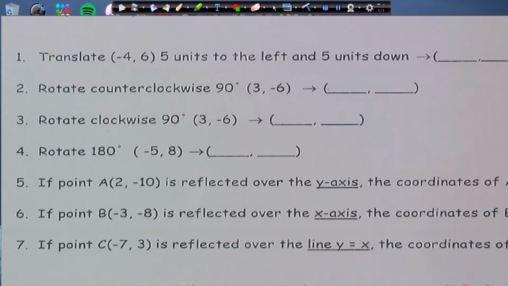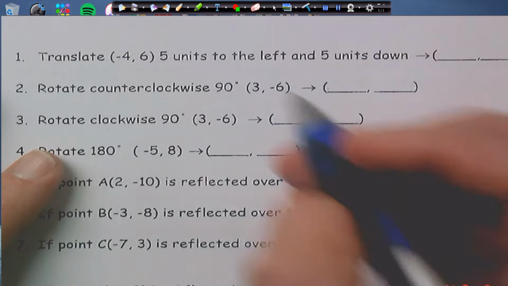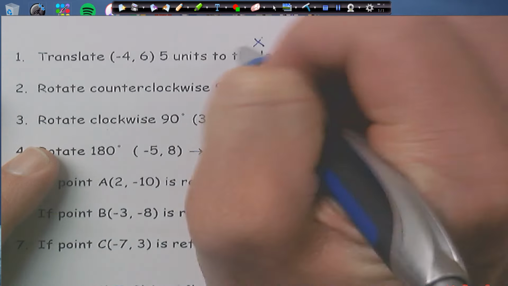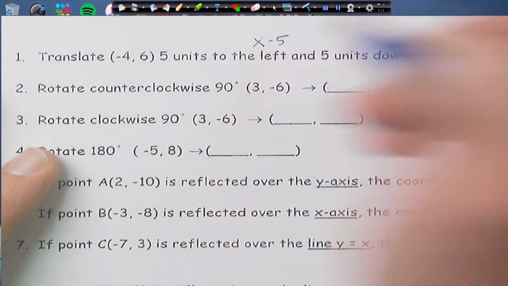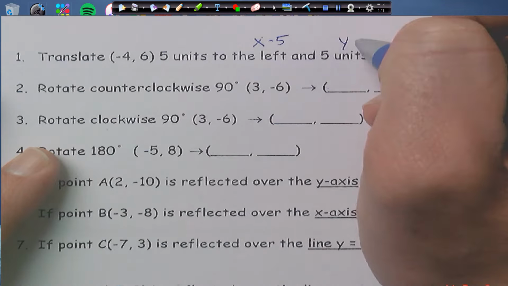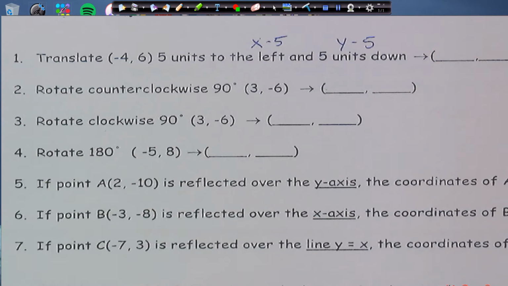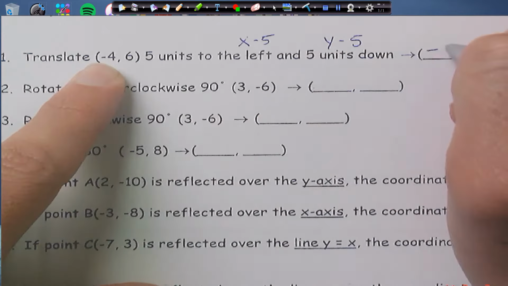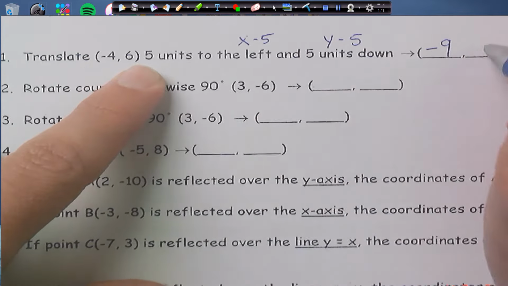We're going to go over the Chapter 9 study guide right now, so let's get to it. Translate negative 4, 6, 5 units to the left, 5 units down. If we're going to the left, that's going to change the x value by subtracting 5 units. And going down 5 is going to change the y value and subtract it from 5. So left is a negative and down is a negative as well. Left and right affects our x and up and down affects our y. So negative 4 minus 5 is going to give us negative 9. 6 minus 5 gives us 1.